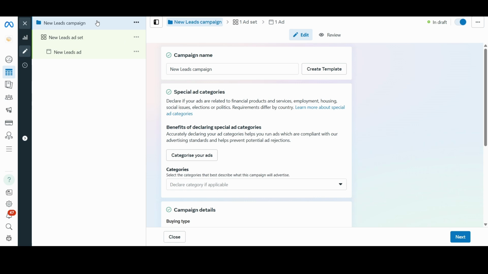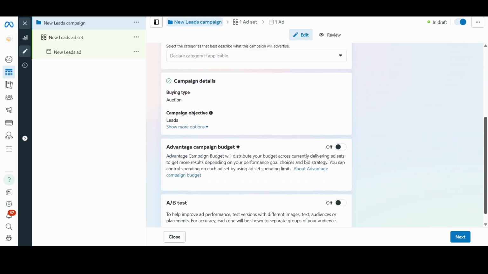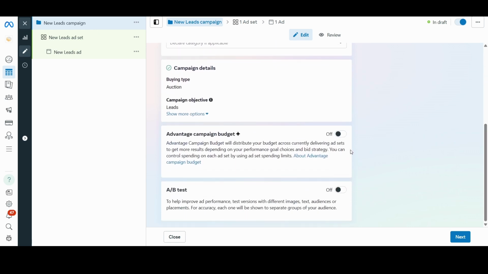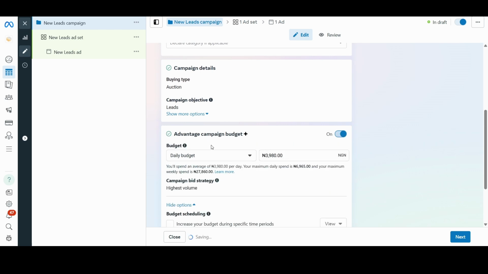Now we are at the campaign level. Remember, we talked about 3 levels. This is the campaign level. And at the campaign level, there are different actions that you can take. For instance, you can set your budget at the campaign level. What that means is that once you set your budget at the campaign level, the budget amount here would affect all the ad sets, everything in the ad set, and everything at the ad level.